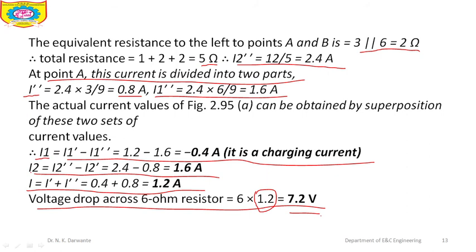In the next lecture we will see one more important theorem, that is Thevenin's theorem, which comes under the category of network reduction techniques. We will see its use.